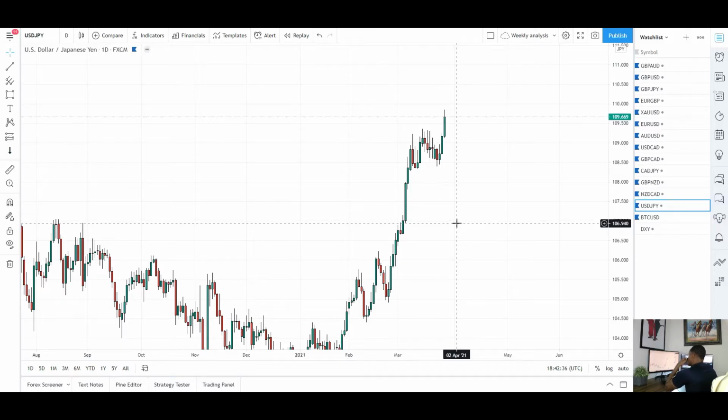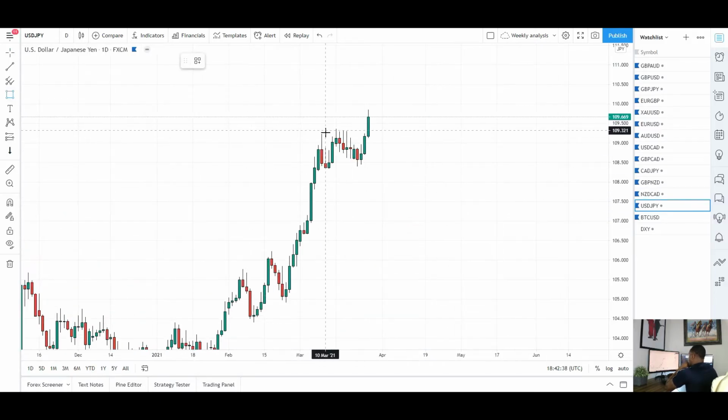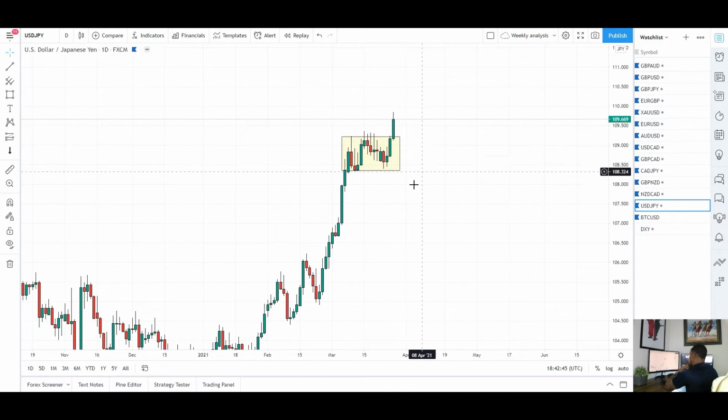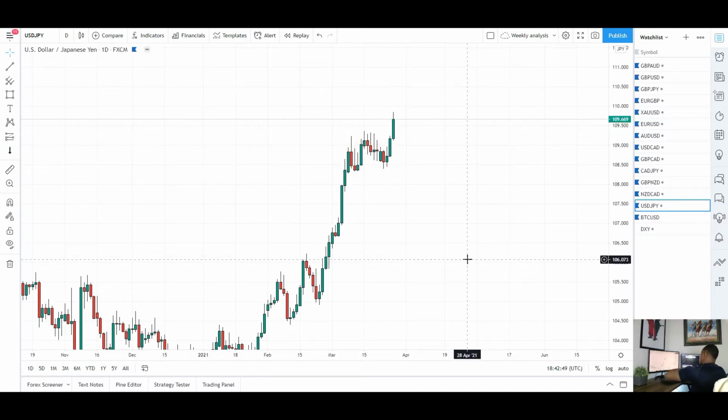Okay, so for USD JPY this week, as you can see, we had another push to the upside. Price was looking very corrective, consolidating for the past few days, and did break out to the upside. And I did say last week we were probably expecting to see price push to the upside past 109.500 and up to around that 110 level, so in that area.